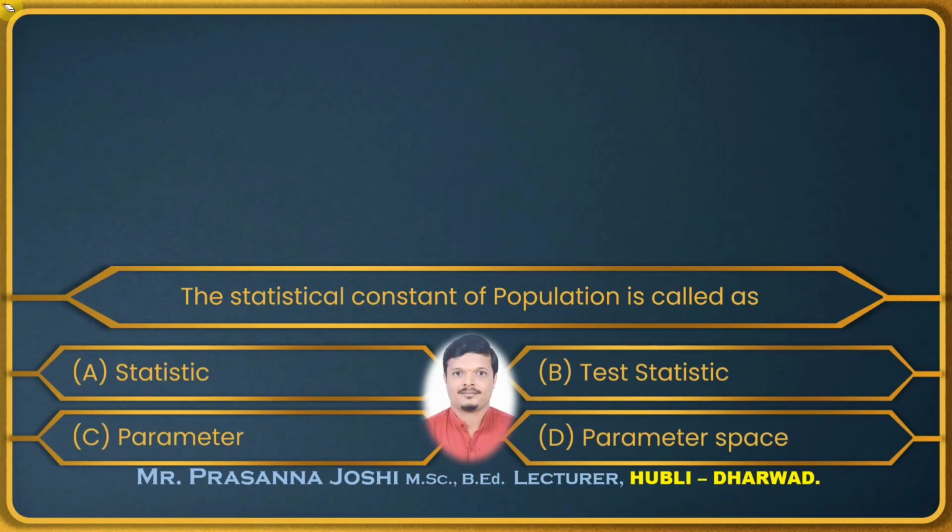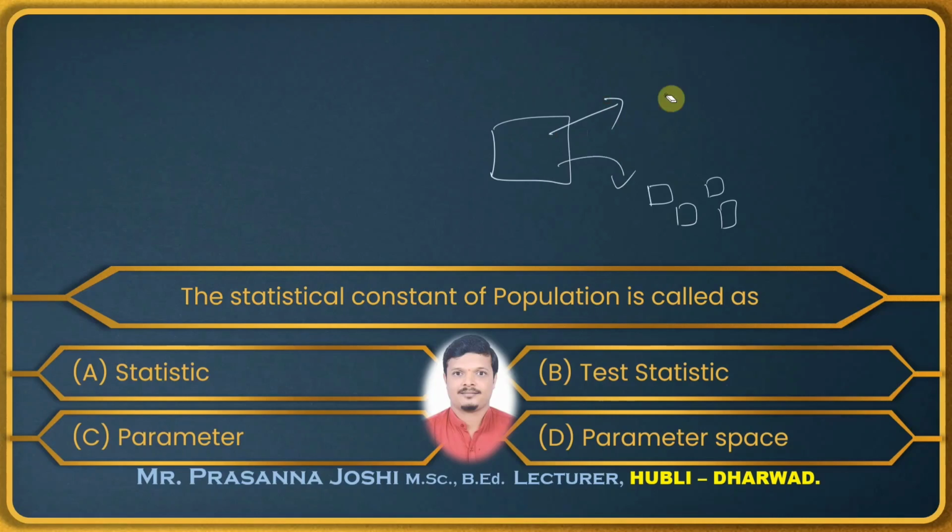This question is from statistical inference chapter. Here it is a statistical constant of a population. Let us treat this one is population, and from this population we might have taken a number of samples. So what we are worrying here, statistical constant of population.